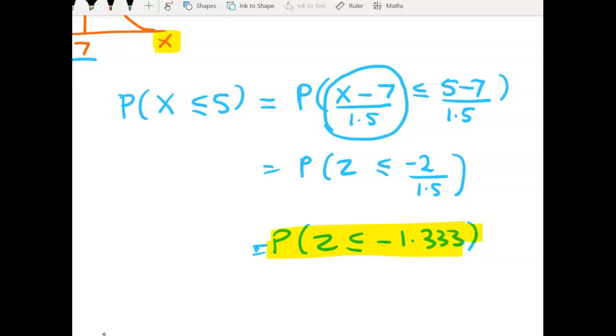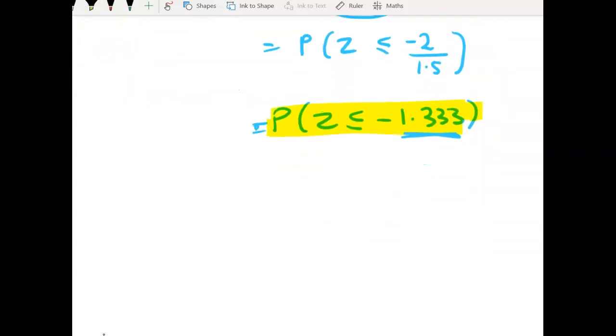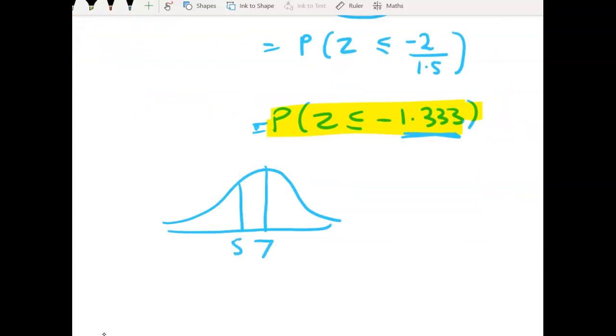And this is where hopefully it starts to make some sense again, because I think for most students, all of this calculation is quite hard to follow. But what we're saying when we get down to here is that when we looked at my first picture, where I had 5 here, we were saying that 5 is 1.333 standard deviations below 7. And that's what we're interested in: how many standard deviations away is my number, my giraffe height or my coffee weight or whatever.